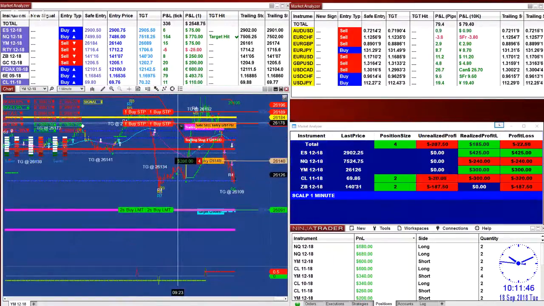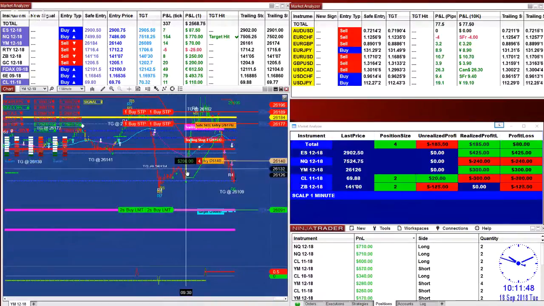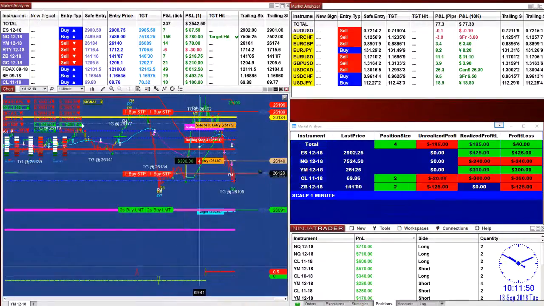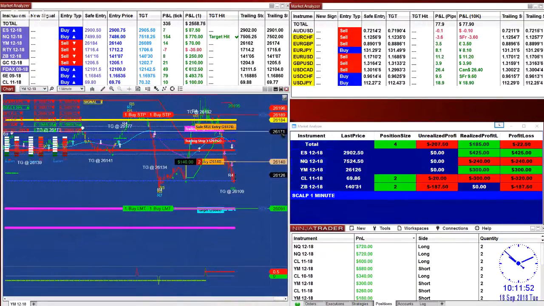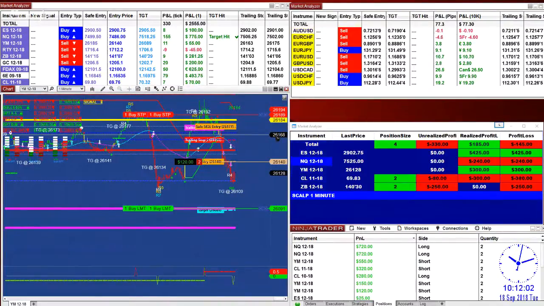And the reason I like the ATM strategy is because I can decide if I need to stay on that trade or move my stop loss or the trailing stop. So that's why I like the ATM.